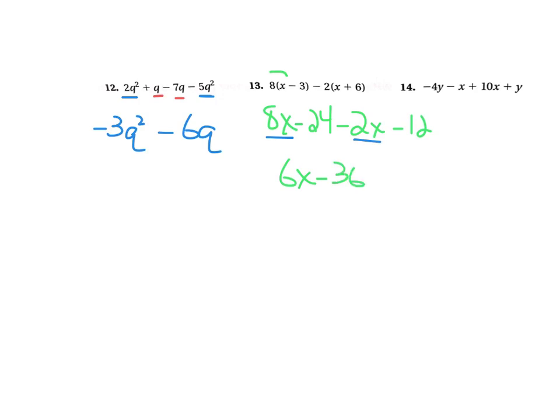We're here anyway. This is a tad bit different because it's actually using different letters. Not that big a deal though. Those two both have x's. They're like terms. Have a negative x plus a 10x. That's 9x. And also these two are both y's. Have a negative 4y plus a 1y, which is a negative 3y. That's as far as you can go with your like terms.